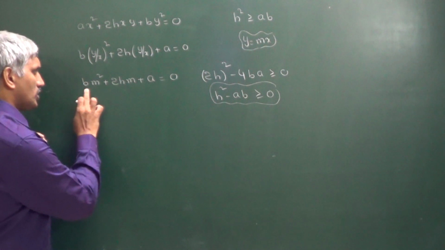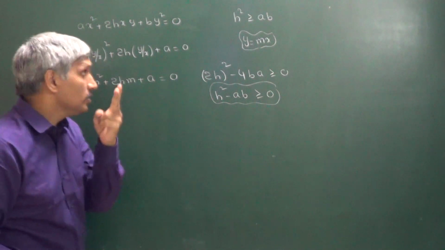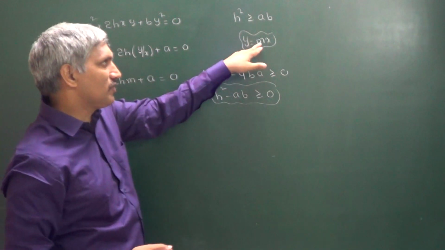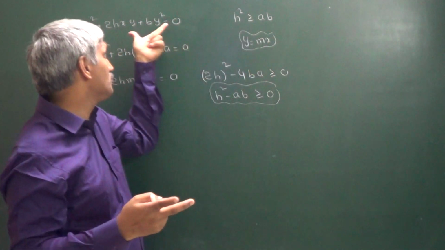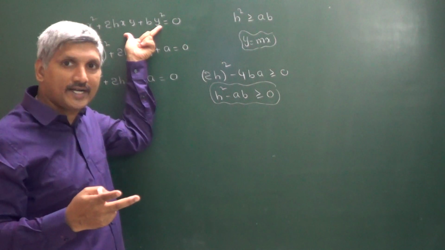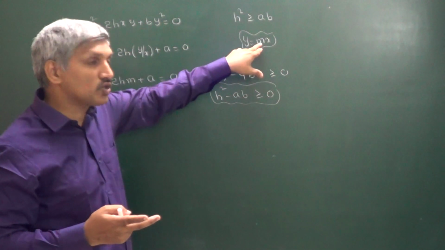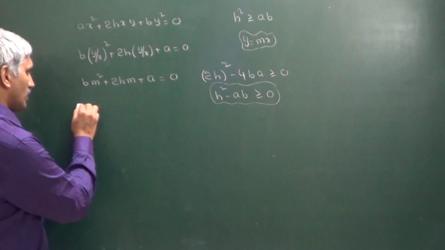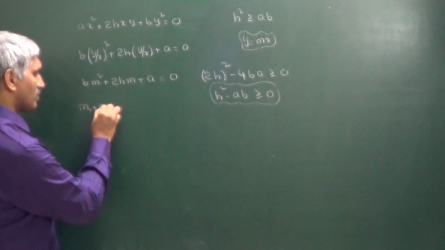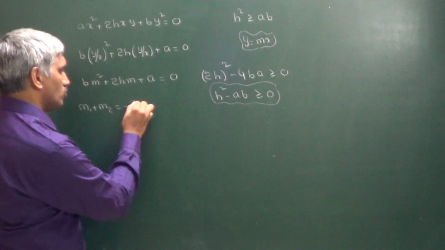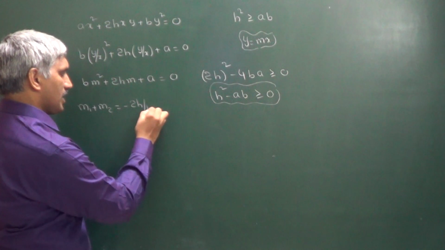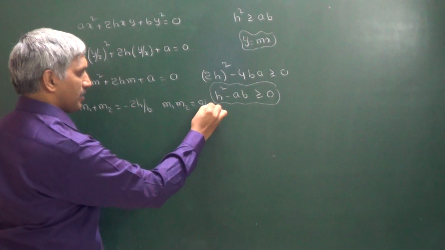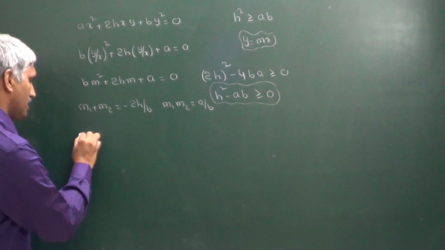But what about this line represent? This has two slopes, two values of m, because we are saying that this equation represents two straight lines passing through origin. So one line slope I am assuming m1, second line slope I am assuming m2. Then tell me what is m1 plus m2? The sum of the slopes m1 plus m2 is equal to minus 2h by b, and the product of the slopes m1 m2 is equal to a by b. Yes, you know m1 plus m2 and m1 m2.